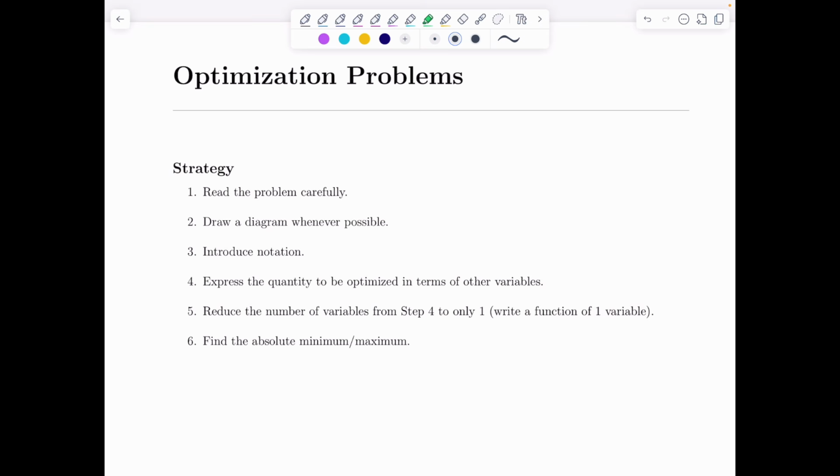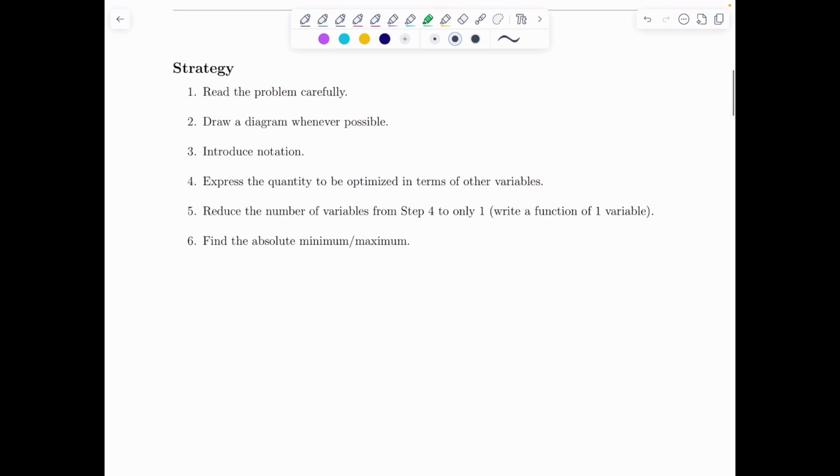So here's the strategy. First, read the problem carefully. I'd say read it once really fast and then carefully. Then draw a diagram whenever possible. Let's be honest, it gets awkward when you stare at a problem and don't write anything down for too long. So just draw something. And then the third thing that's important is you need to introduce notation. So we're going to start labeling the picture, labeling what things represent, introducing variables into our problem.